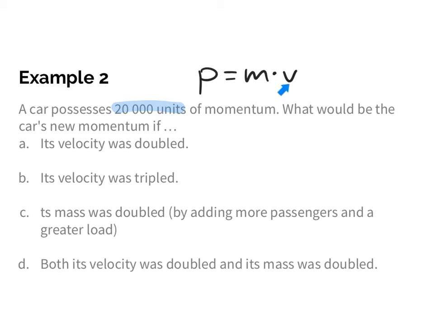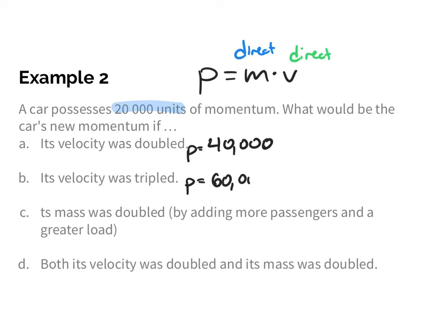If I were to make this velocity much bigger, because I am multiplying these two together, there's actually a direct relationship between the momentum and the mass, as well as a direct relationship between the momentum and the speed. So if I change the speed, it's going to have the same effect on the momentum. So if I double the velocity, what I'm going to get here is 40,000 units of momentum. If I were to triple the velocity, again, that momentum is going to have the same effect. It's going to triple as well, so it would go to 60,000 units of momentum.